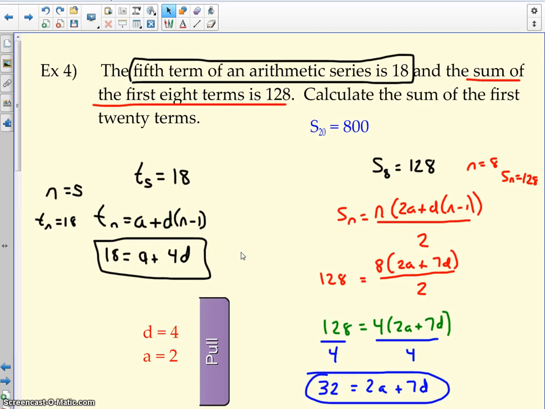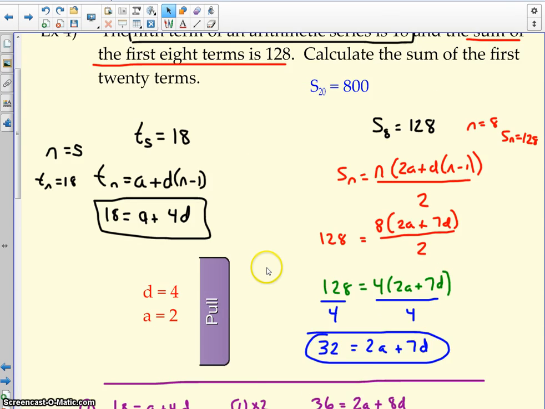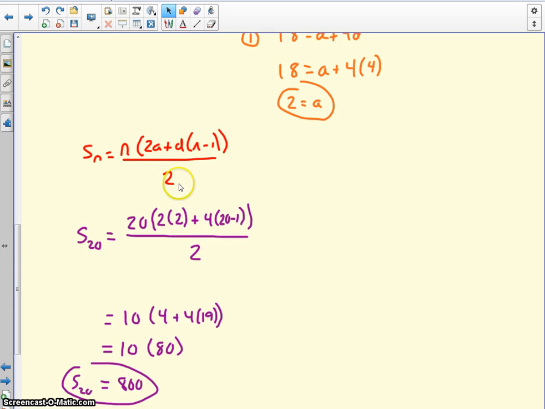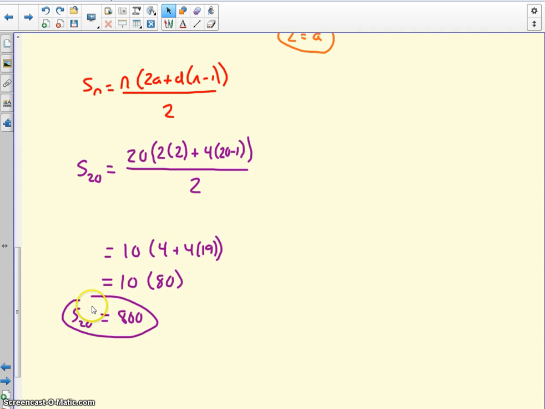So once I have these two values right here, I now know a lot more about this arithmetic sequence that we're talking about, and now I can actually calculate the sum of the first 20 terms. So I took my formula for Sn, and I put in 20 for n, 2 for a, and 4 for d, since I now know everything I need for the equation. And once I simplified everything, I wound up with the sum of the first 20 terms being 800.